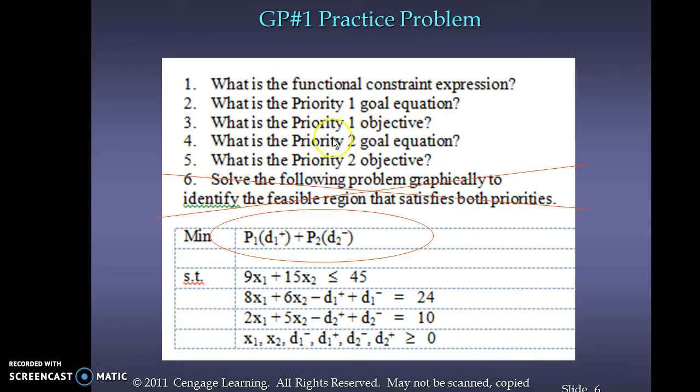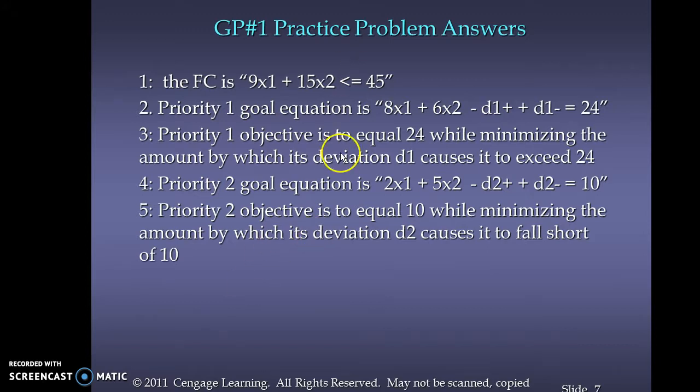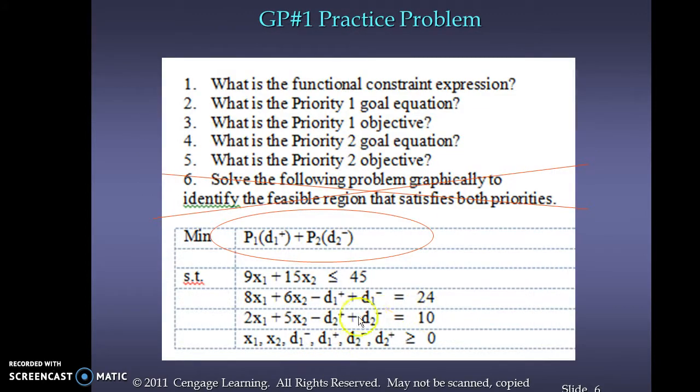Question 4. What is the question 4? What is the priority 2 goal equation? Again, that's indicative of the fact that the expression for the goal here with the subscript in the deviation variables indicates that.